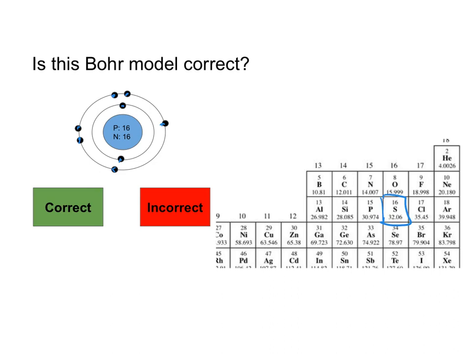Because there are only 8 electrons and there should be 16 electrons, this is incorrect. So this should be a full orbital, and then there should be a third orbital drawn here that has those 6 electrons. So we're missing 8 electrons in this example.